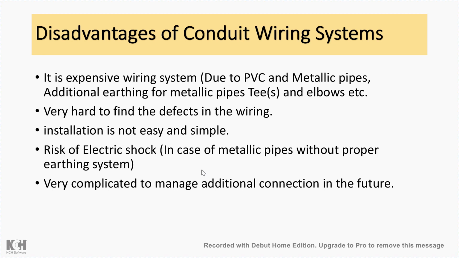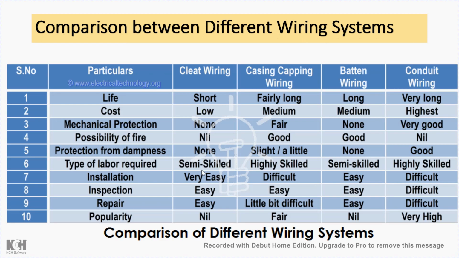Okay, so now this was all about the different types of wiring systems. We have covered all the types of wiring systems, right from the cleat type of wiring till this conduit type of wiring, and also seen all the advantages and disadvantages of the various wiring systems. Now we can try to do a comparison among all the wiring systems with respect to some common points. So here is the comparison between different wiring systems.